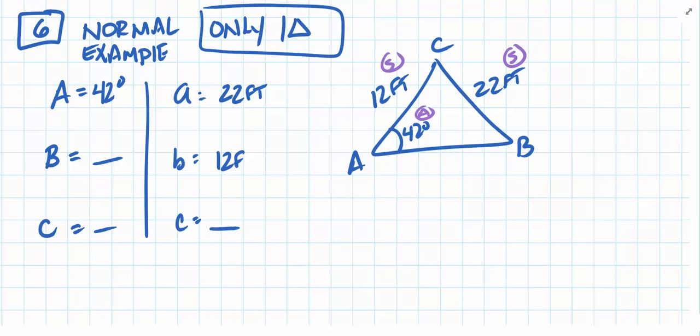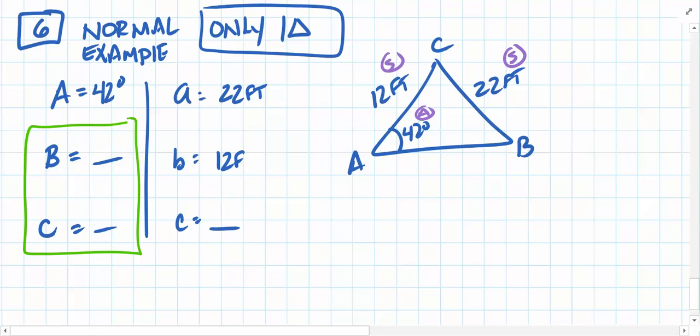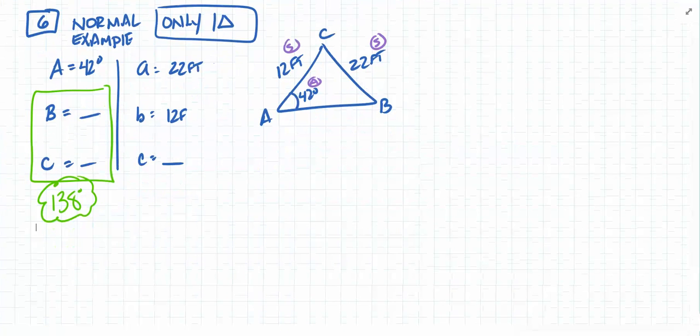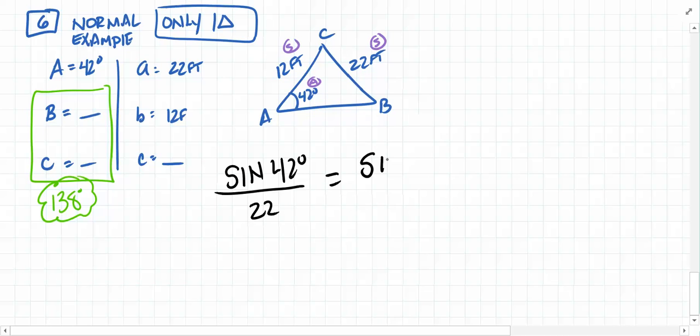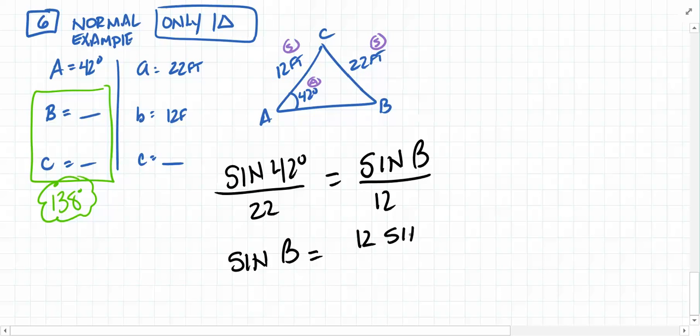So we immediately go figure out our leftover angle. How much do we have left over to spare? 138 degrees. You guys, everybody agree with that? I have 138 degrees left over to spare. Okay, good. So then I figure out the only law of sines that I can. And that is this. The sine of 42 over 22 equals the sine of b over 12. Therefore, the sine of b is worth 12 times the sine of 42 over 22. Therefore, b is the inverse sine of whatever that number happens to be in the calculator.